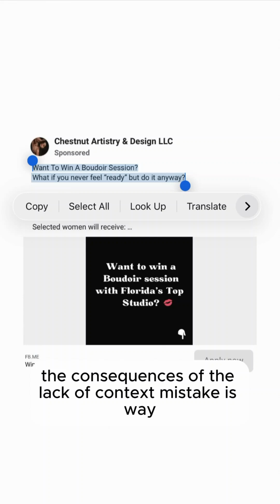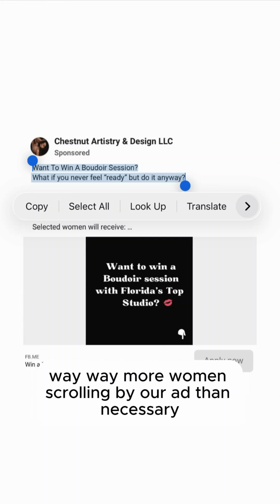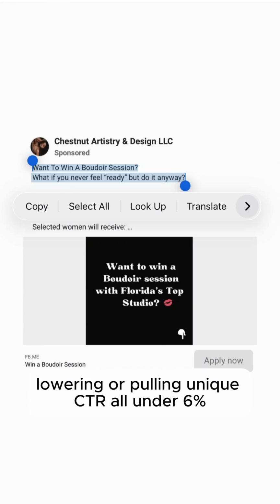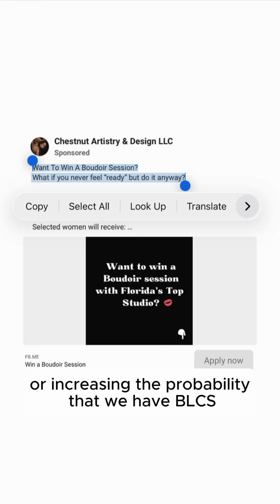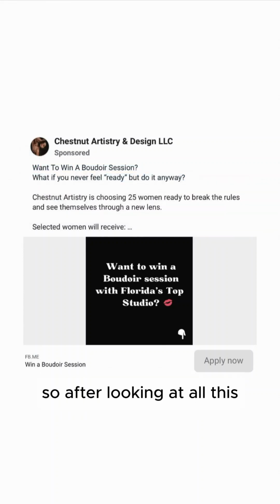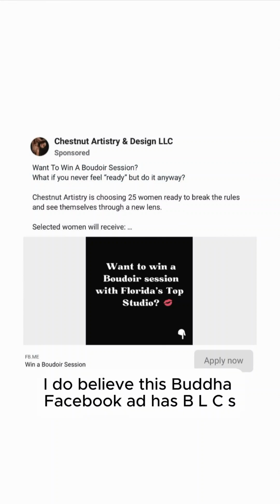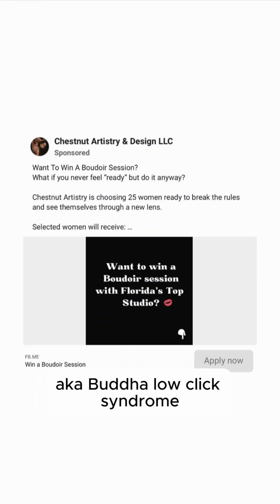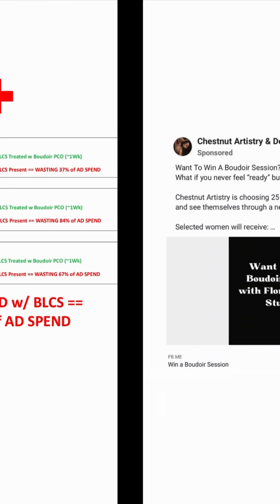The consequences of the lack of context mistake is way more women scrolling by our ad than necessary, pulling unique CTR under 6%, and increasing the probability that we have BLCS, aka Boudoir low click syndrome. So, after looking at all this, my diagnosis is yes, I do believe this Boudoir Facebook ad has BLCS, aka Boudoir low click syndrome.